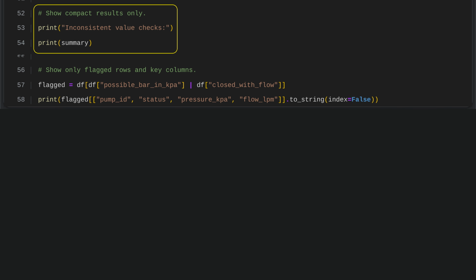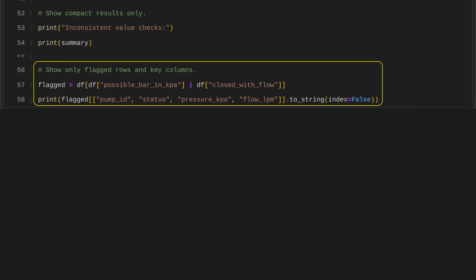The script prints a short message to introduce the inconsistency check results, then displays a summary of the issues found in the dataset. This summary gives counts for key data quality problems such as inconsistent pump names, unmapped status values, possible unit mix-ups, and conflicts between status and flow data. Together, these outputs provide a concise report of the checks performed earlier.